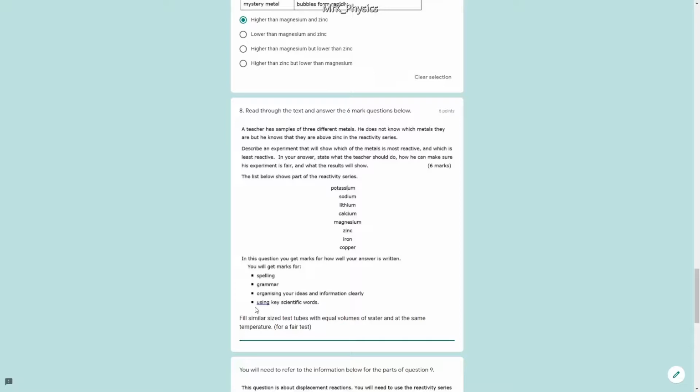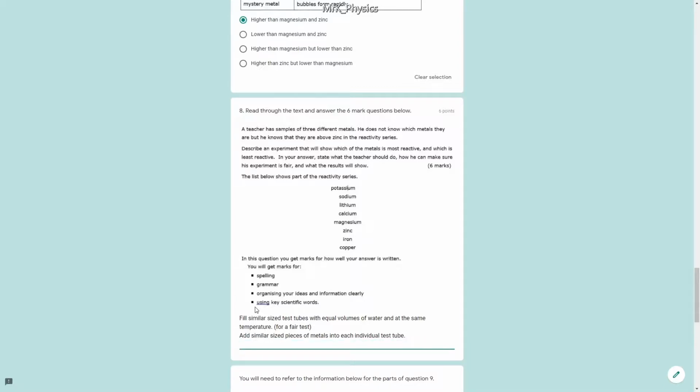What will you then do to it? Well, you'll add similar size pieces of metals into each individual test tube, and what you'll then do, in fact we could even be more specific here. We could say fill 3 similar sized test tubes, and add 3 similar sized pieces of each metal into each individual test tube, so 1 metal per test tube.